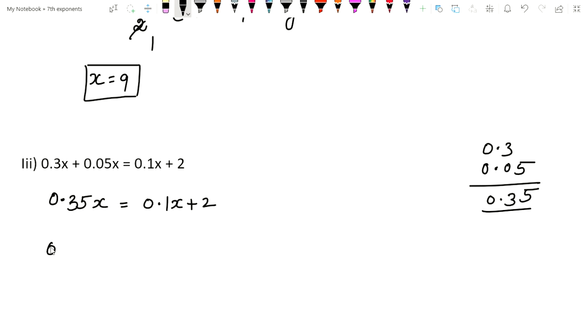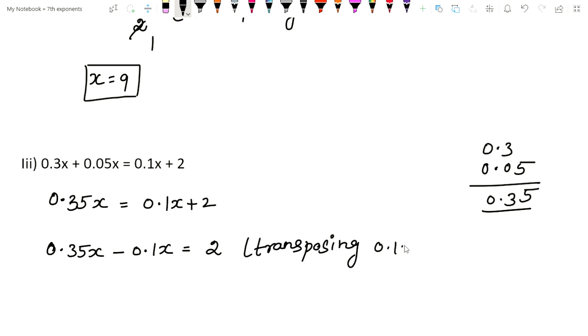So 0.35x minus, because addition will change to subtraction on the other side, 0.1x equal to 2. So transposing 0.1x to LHS.